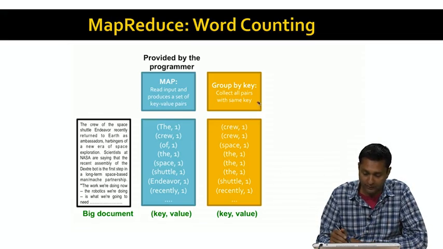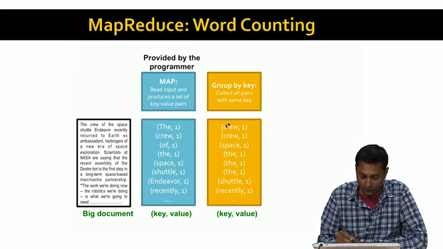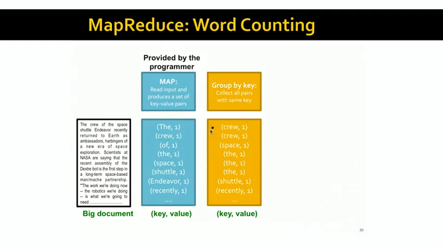Now the next step is the group by key step, which collects together all pairs with the same key. So you can see that there are two intermediate tuples with the key "crew", and those are collected together here. There's one with the word "space". There are 3 with the word "the", and so on. And they're all sorted and collected together in this place here.